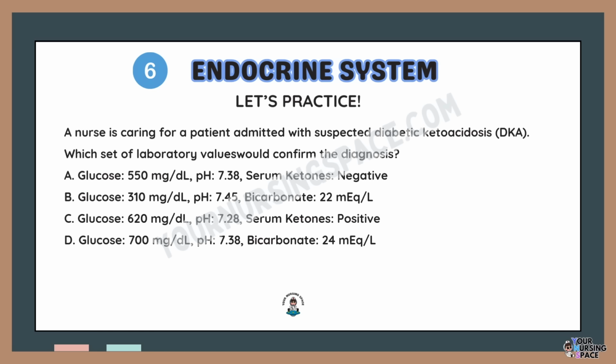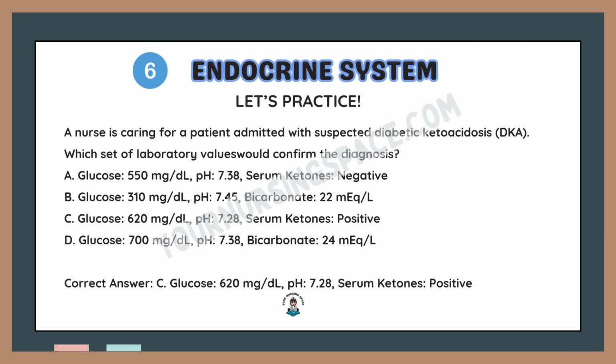The correct answer is C. Glucose 620, pH 7.28, serum ketones positive. The rationale is DKA is characterized by hyperglycemia greater than 250 milligrams per deciliter, metabolic acidosis, pH less than 7.3, low bicarbonate, less than 18 milliequivalents per liter, and ketonemia. Options A and D suggest HHS, high glucose without ketones or acidosis. Option B reflects normal acid-base balance and does not indicate DKA.